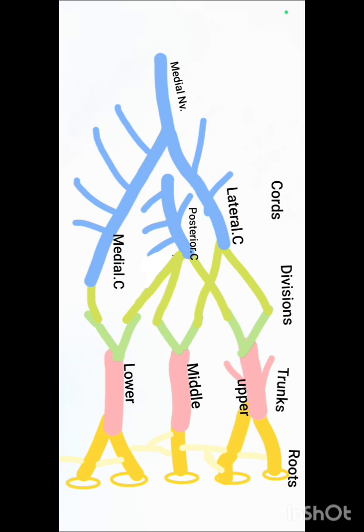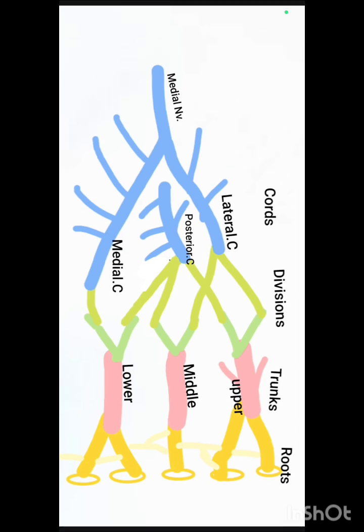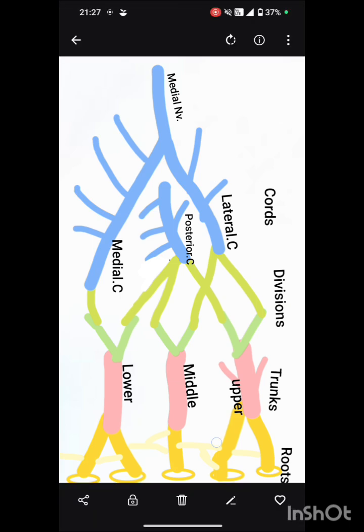The C5, C6, C7, C8, and T1 roots are involved in the formation of the brachial plexus. The roots C5, C6 unite to form the upper trunk. The C7 root alone forms the middle trunk, whereas the C8 and T1 roots unite to form the lower trunk. All the trunks give rise to the anterior and posterior divisions individually, whereas these divisions form the cords. The cords are the lateral, posterior, and the medial cords.